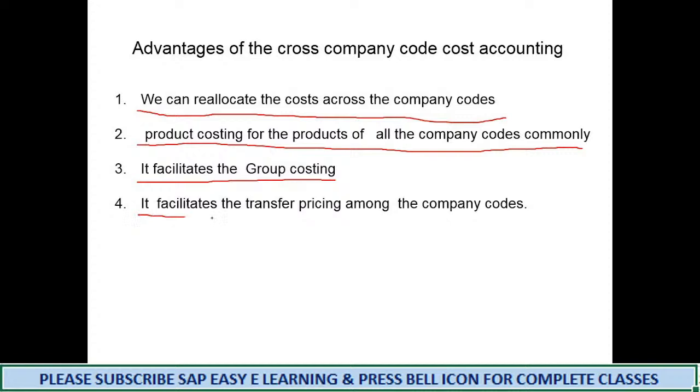Then it facilitates the transfer pricing among the company codes. Means, for example, vertical integration is there. The finished product of one company code will become the raw material for another company code within the same group. In that case, transfer pricing has to be done. So the transfer pricing becomes easy. So these are the advantages of the cross company code cost accounting.